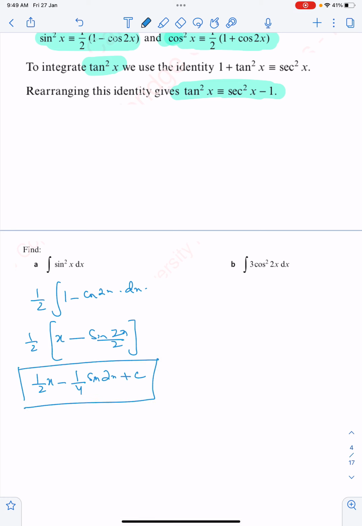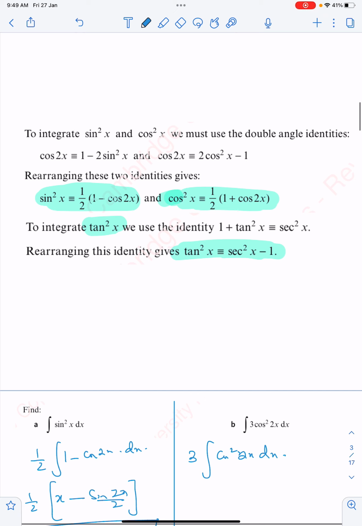Now let's do this one. It's 3 times cos square 2x. If I want to integrate this, I can take out 3 first and write down cos square 2x dx. Now cos square x can be substituted by this. I'm just copying this down.